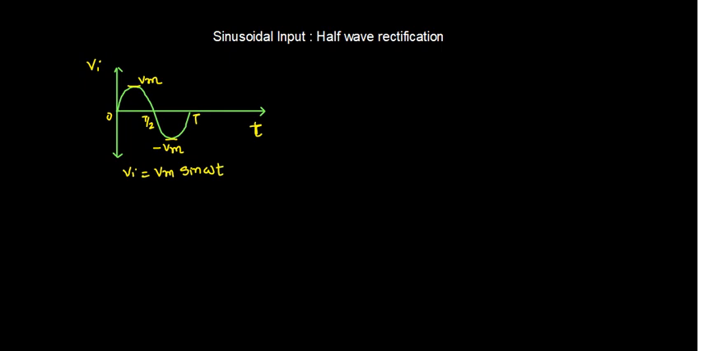Now this input signal is going to be provided to the half wave rectifier circuit. Over here it is written half wave rectification. Actually this sinusoidal input can be developed using a transformer even. We can use a step down transformer.